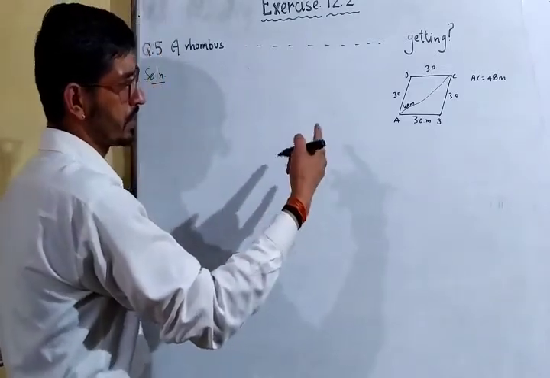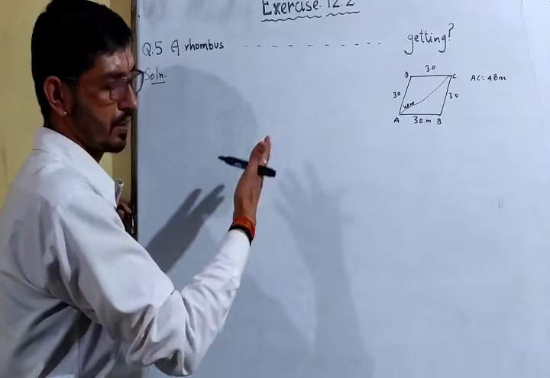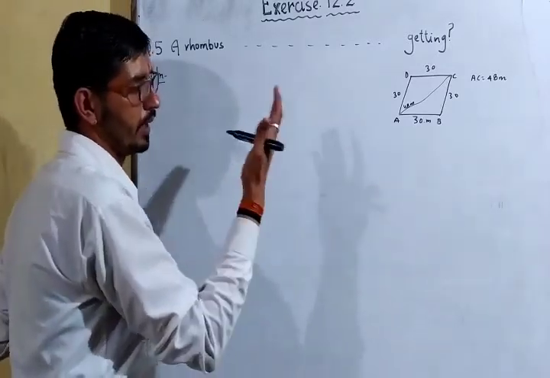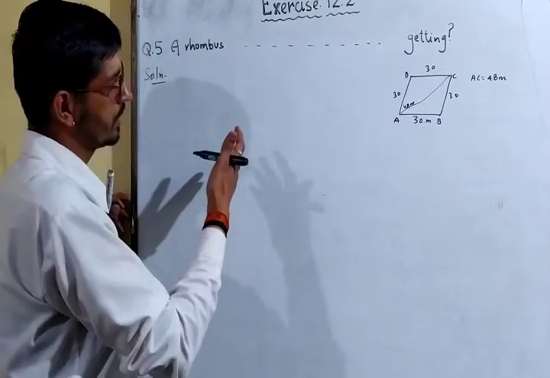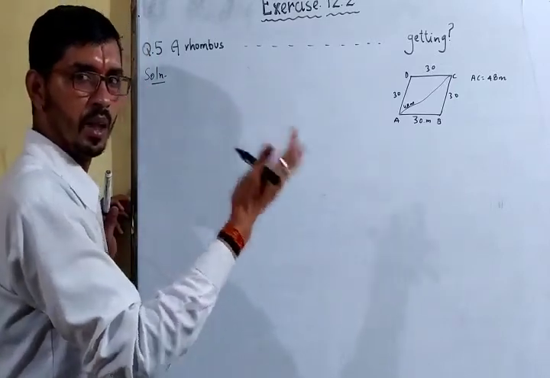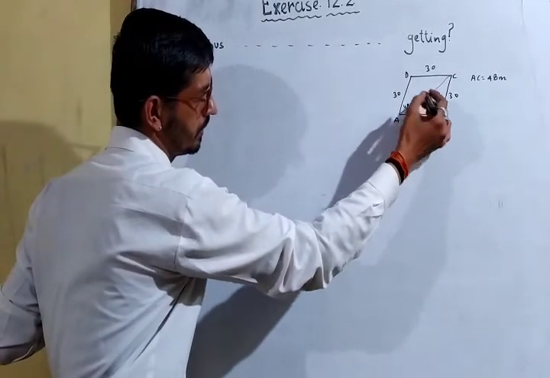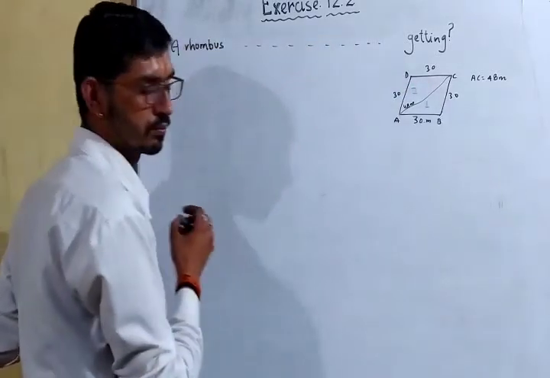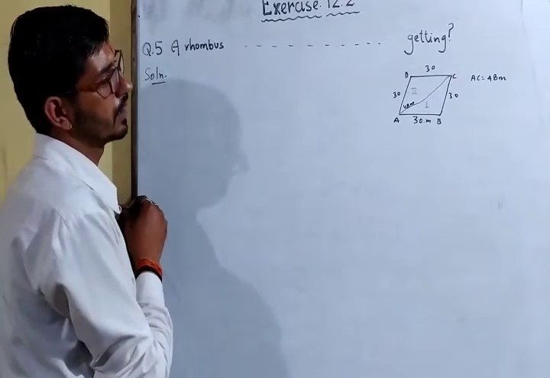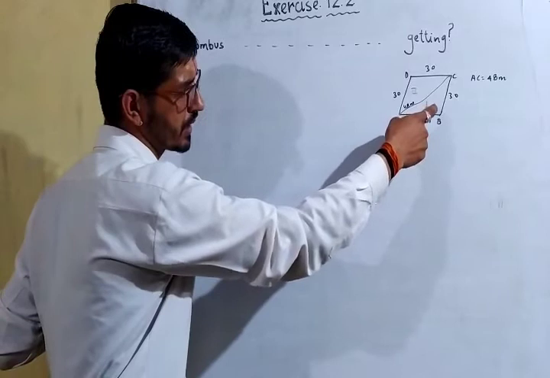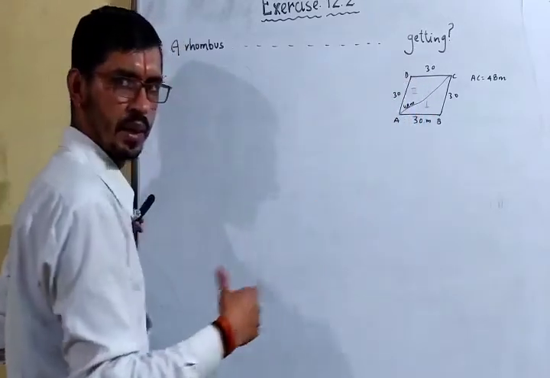Okay, because we can apply Heron's formula here, and we can apply area of rhombus as well. So first I am doing it with the help of Heron's formula. Okay, so it is first triangle, it is second triangle. As the dimensions are same, so what will be the area of first triangle? That will be the area of second triangle as well.